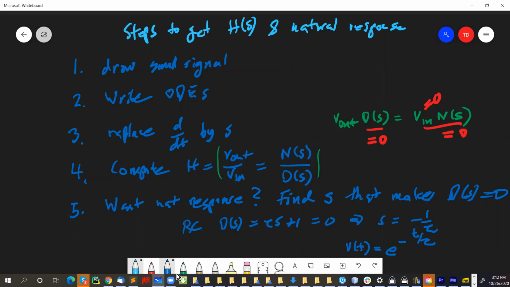It's really quite cool. So if you have a complicated transfer function, where the denominator has s squared plus something times s plus 1, then all you need to do is find the s's that make that denominator function 0. And those s's that make the denominator 0 will represent the natural response of the system.